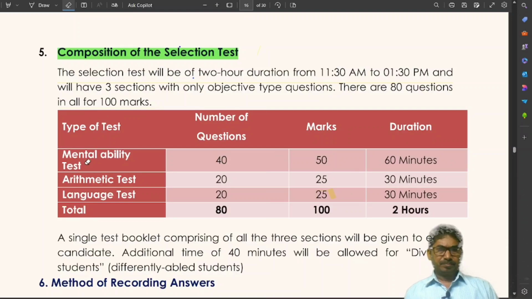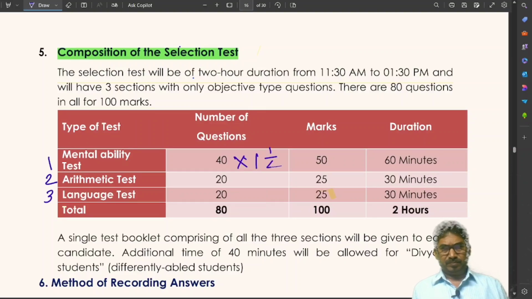Type of test: number of questions, marks, duration. What is the first section? The first section is mental ability. The second section is arithmetic. The third section is language. In mental ability, there will be 40 questions. Each question carries 1¼ marks. So 40 into 1¼ marks is 50 marks. The duration of the time is 60 minutes.